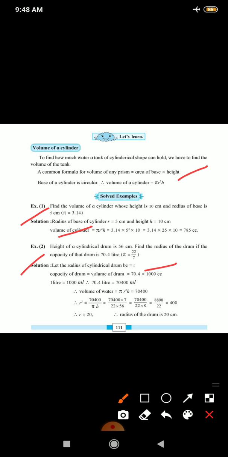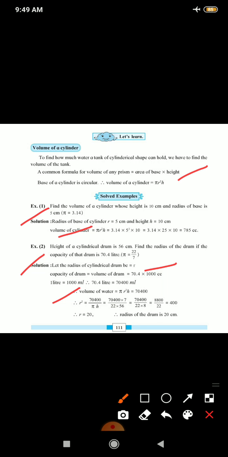Solution. Let the radius of the drum be r. Capacity of the drum is equal to volume of the drum, that is equal to 70.4 into 1000 cc's. 1 liter is equal to 1000 ml. Therefore, 70.4 liters is equal to 70,400 milliliters. Therefore, volume of the water is equal to pi r square h, that is equal to 70,400. You have to find out the value of r square. So, r square is equal to 70,400 upon pi into h, since we know all these values. So, that is equal to 70,400 into 7 upon 22 into 56.